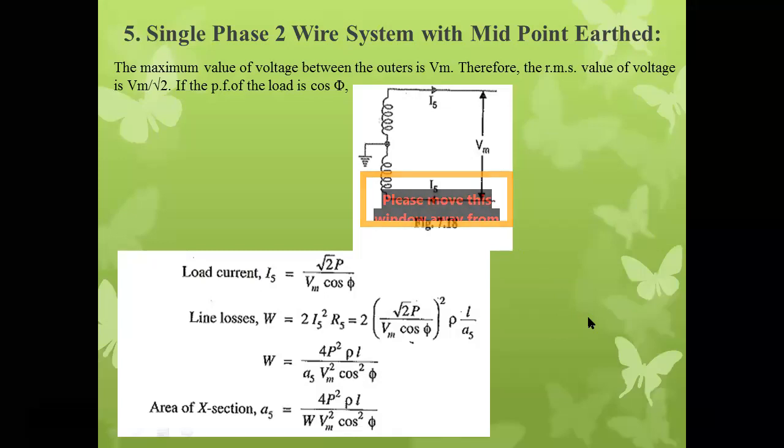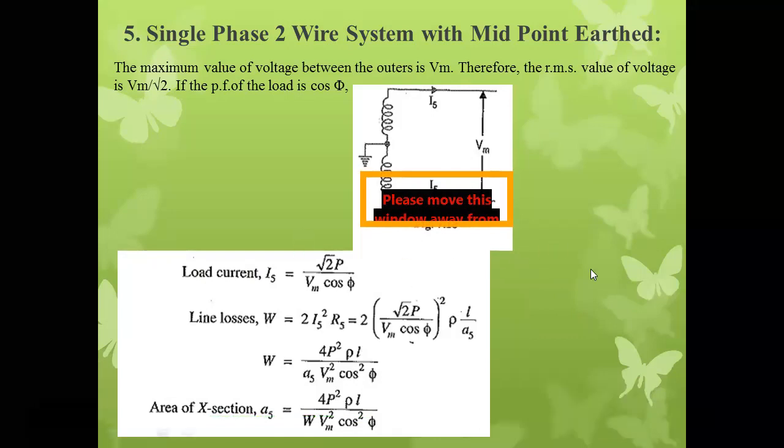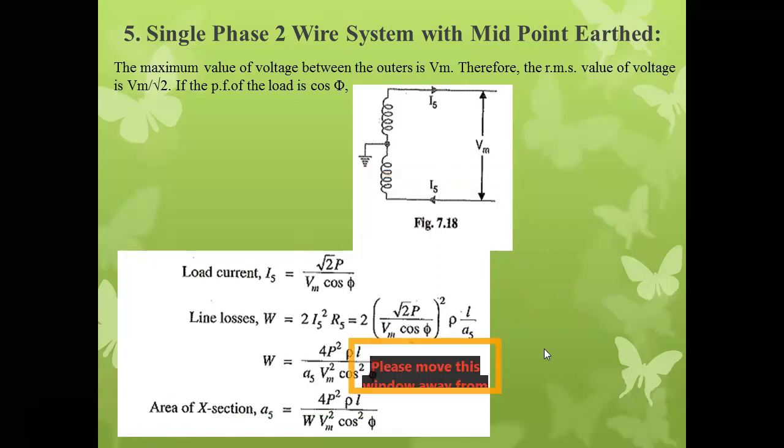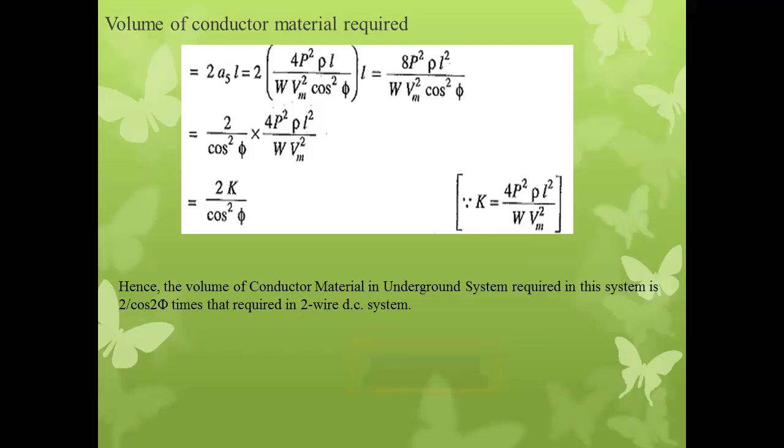Next, single phase 2-wire system with midpoint earthed. See over here, the load current I5 is calculated as per the previous procedure. I5 is equal to root 2 into P divided by Vm into cos phi, where Vm is the maximum value of the voltage and cos phi is the power factor. Then calculate the line losses, next the area of cross section, and the volume of conductor material required, which is 2K divided by cos square phi.